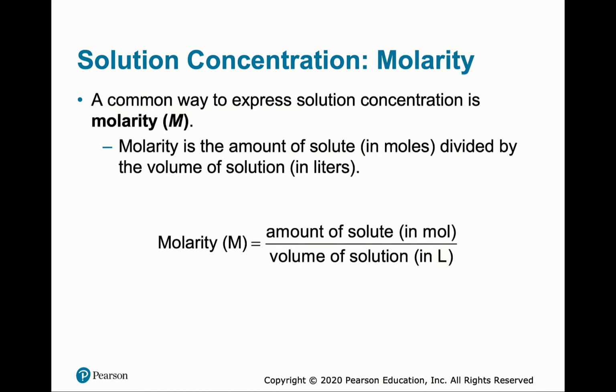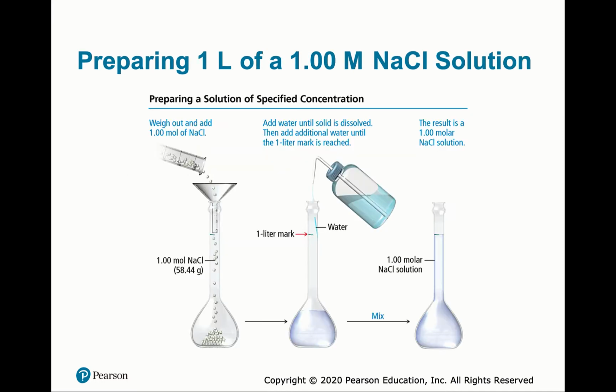In chemistry, what we use is a concentration term called molarity, and that is moles of the solute, what is dissolved, over the volume of the solution in liters. That is the molarity, oftentimes indicated by a capital M. So for instance, this is how you would make a 1 molar sodium chloride solution. You take 1 mole of sodium chloride, which is 58.44 grams, and then add the water up to 1 liter. So the total volume of the solution is 1 liter.